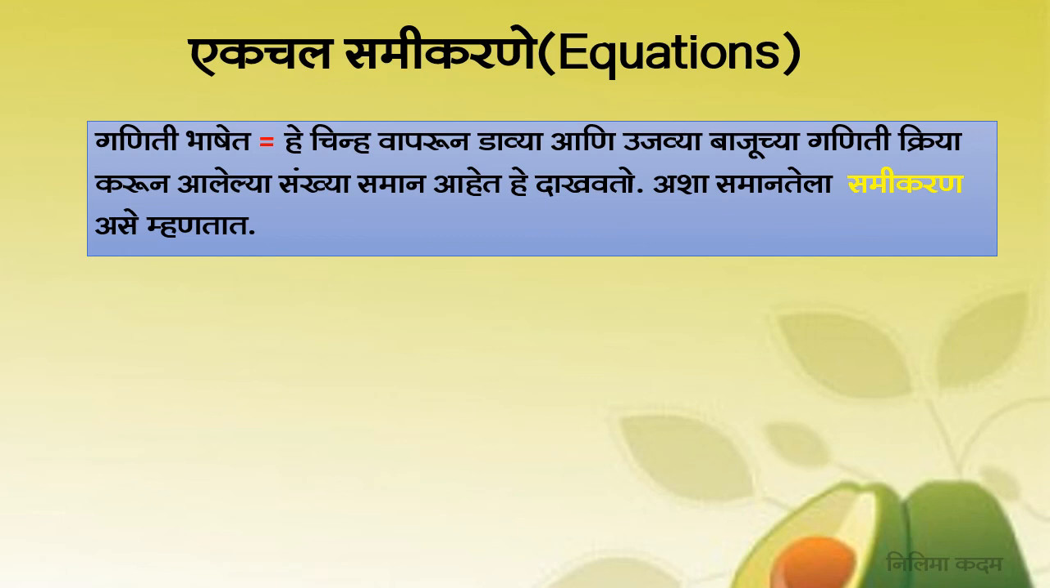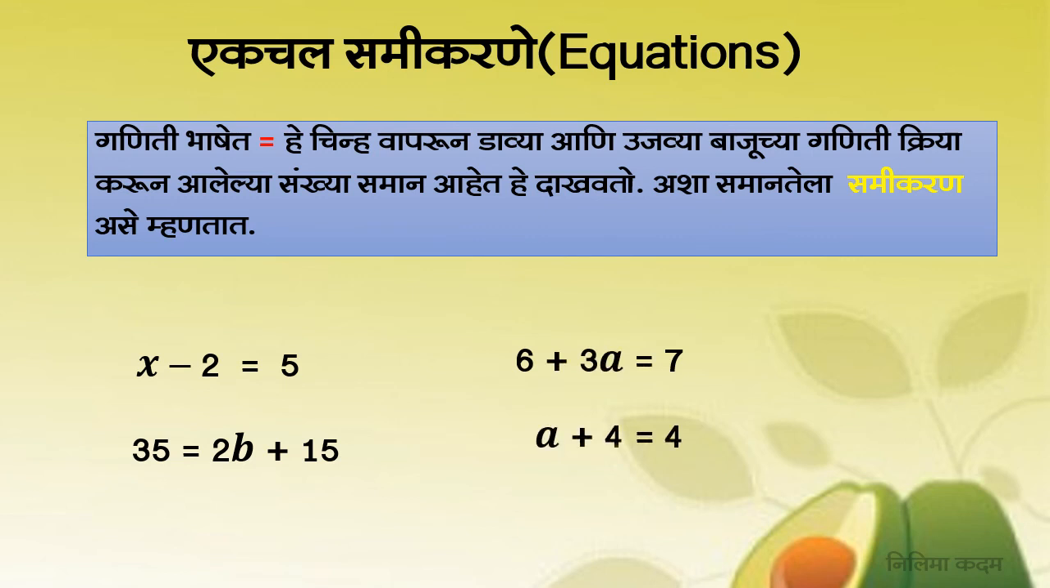In mathematics, the sign of equality shows that the numbers on both its sides are equal. Such an expression of equality is called an equation. For example, x minus 2 equals 5, 35 equals 2b plus 15, 6 plus 3a equals 7, a plus 4 equals 4. Now here are two sides, and on both sides you will notice some letters have been used, right? Two sides are there, an equal to sign is there, and some letters are used.